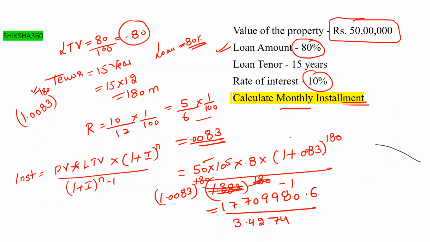One thing, please remember: in the examination, they will give you values which you can easily calculate. So when we calculate 1.0083 power 180, I think there is some issue in the numerator value. So let's do the calculation once again.